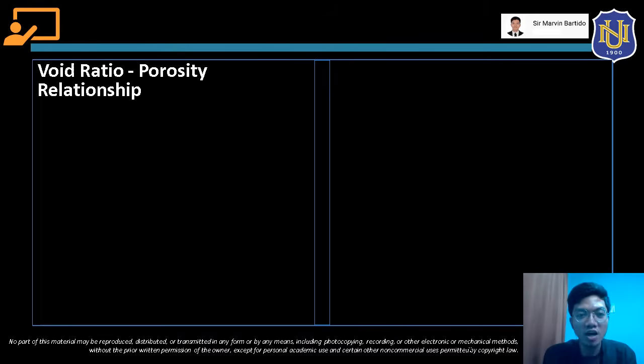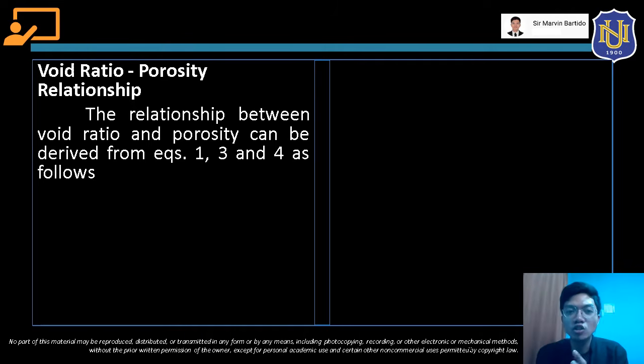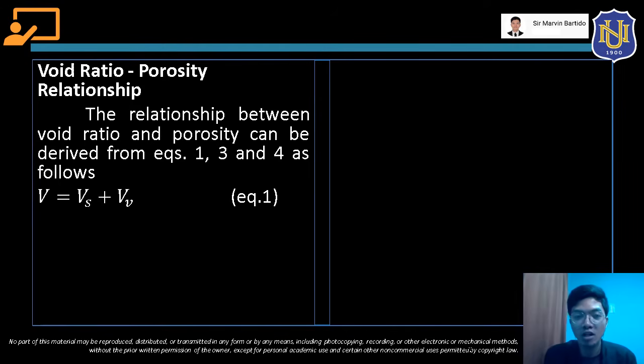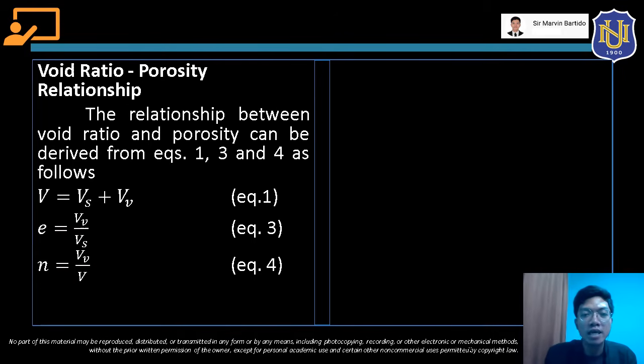Okay, so now let's talk about the relationship of void ratio and porosity. The relationship between void ratio and porosity can be derived from equations 1, 3, and 4. So this is equation 1: the total volume is equal to the volume of the soil solid plus volume of void. For equation 3, E is equal to volume of void over volume of soil solid. And for equation 4, N is equal to volume ng void over total volume.